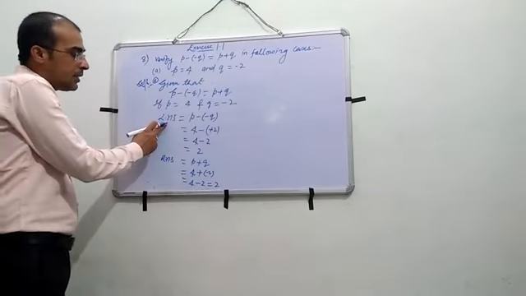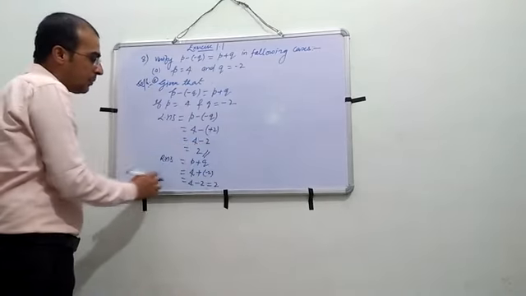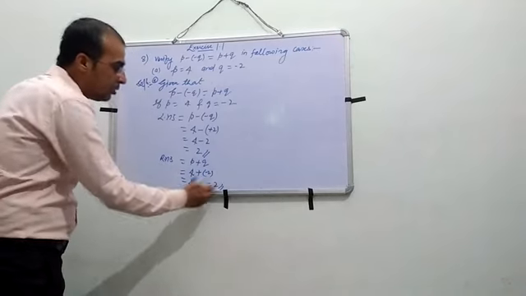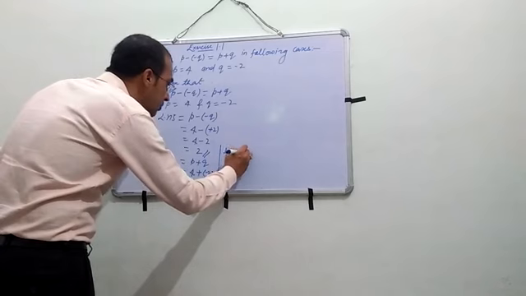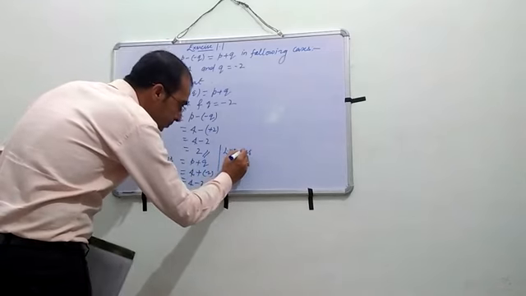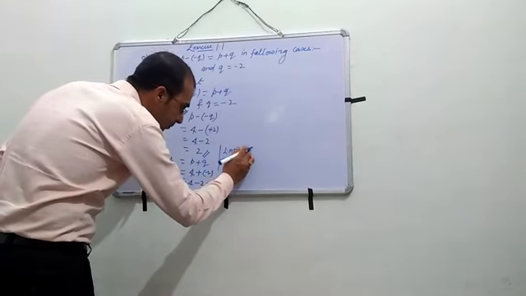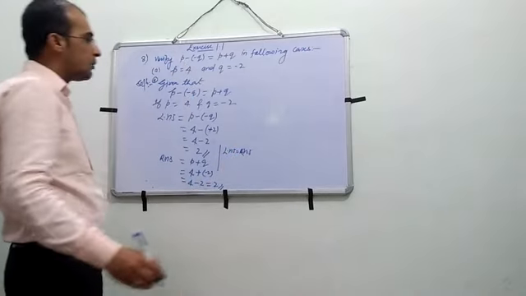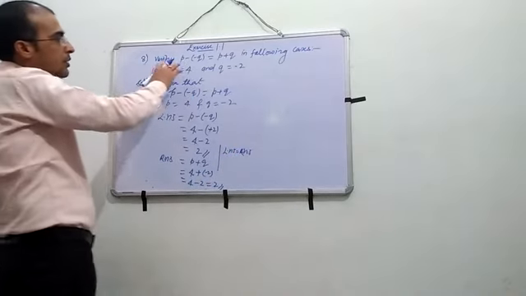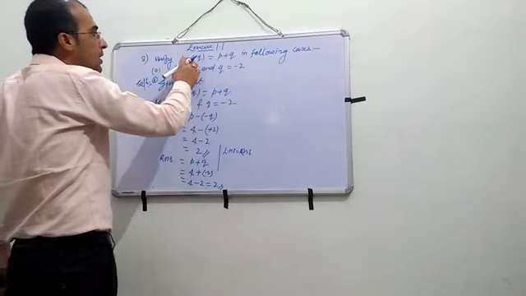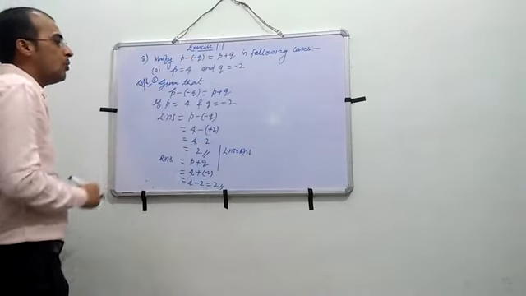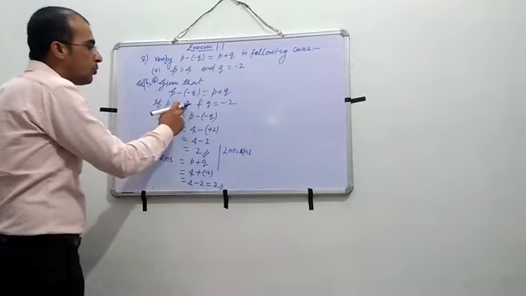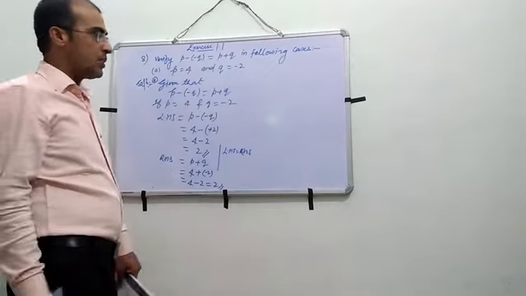Then what is LHS? LHS is equal to 2, you can see. And what is RHS? RHS is equal to 2. Then you can see that LHS equal to RHS. It means that the statement p minus (minus q) equal to p plus q is true for p equal to 4 and q equal to minus 2.